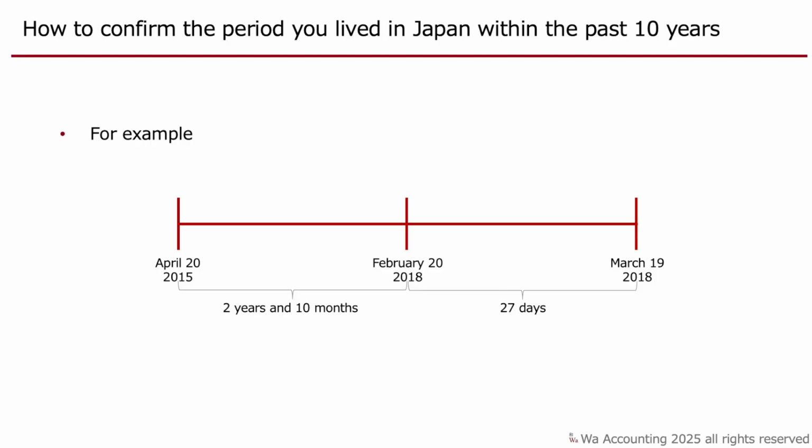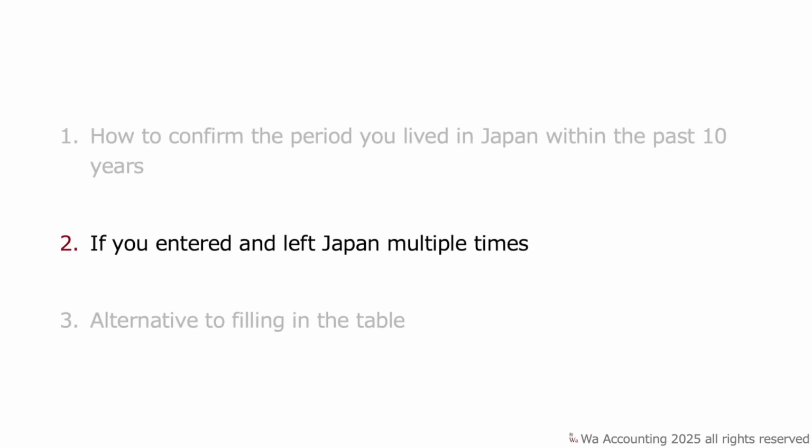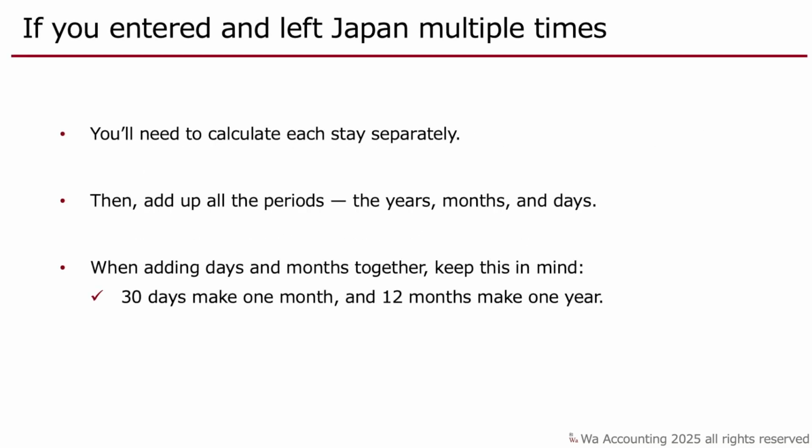From April 21st, 2015 to February 20th, 2018 is 2 years and 10 months. Then, from February 21st to March 19th, 2018 is 27 days. So in total, you would write 2 years, 10 months, and 27 days. If you entered and left Japan more than once in the past 10 years, you need to calculate each stay separately, then add up all the periods, the years, months, and days.